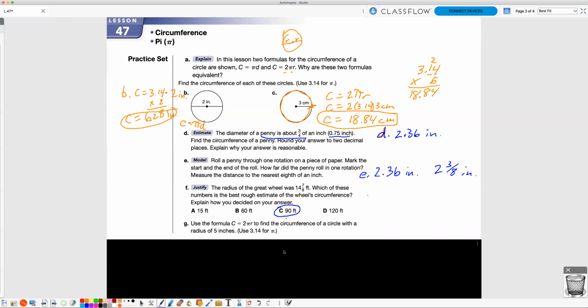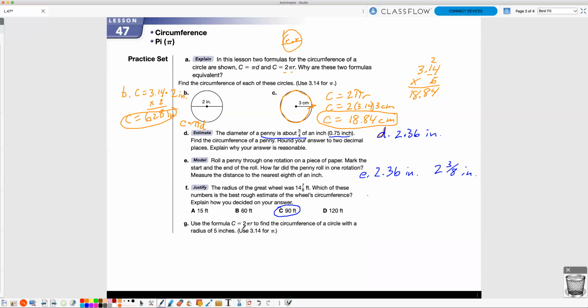Letter G, use the formula circumference equals 2 pi r to find the circumference of a circle with a radius of 5 inches. All right, for letter G, I'm going to plug in the values. I'm going to start with circumference equals 2 pi r, and then plug in 2 times 3.14, and the radius is 5 inches.